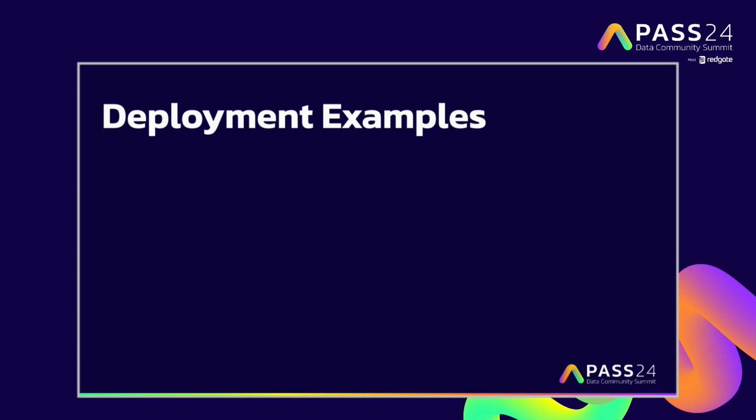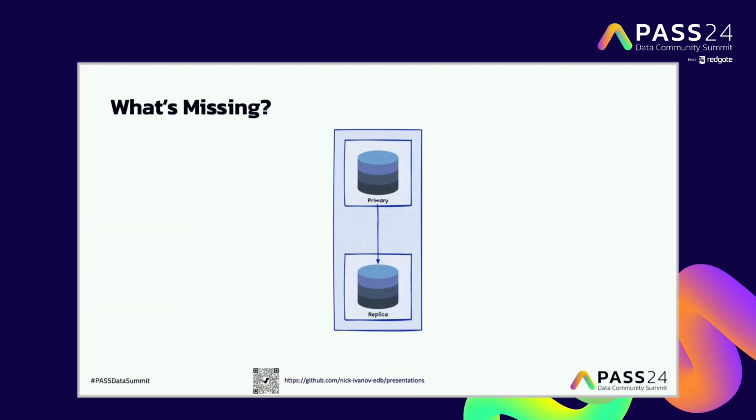Okay, some fun deployment examples. What's missing in this picture? We have a primary, we have a replica. So how's the data getting replicated? Well, it's a physical replication system. You have a primary and you have a streaming replica which receives the WAL stream, and it replicates, and it's up to date as far as it can be.